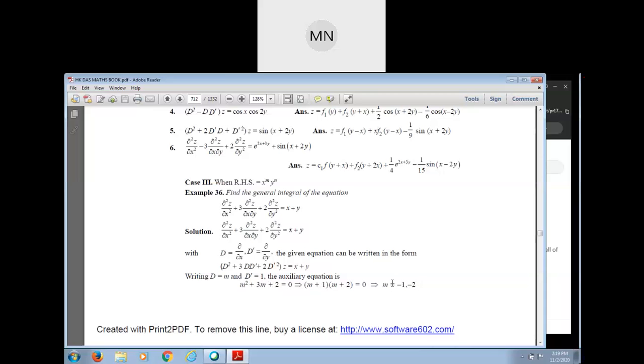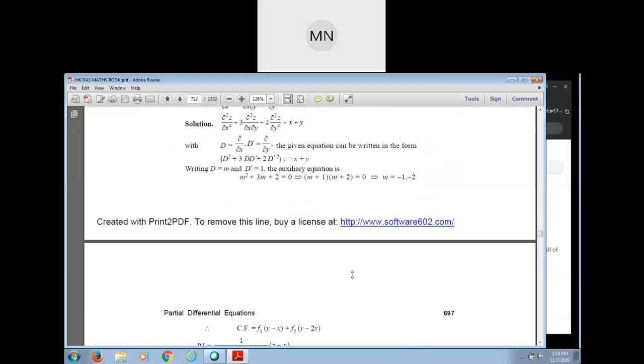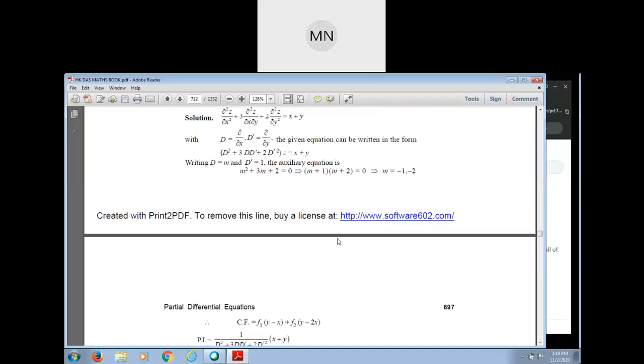And now see that here m is minus 1 and minus 2. These are distinct. So what is the formula for CF? When roots are distinct, the formula is CF equals f1(y plus m1x) plus f2(y plus m2x). Here m1 is minus 1 and m2 is minus 2. So CF will be f1(y minus x) plus f2(y minus 2x).